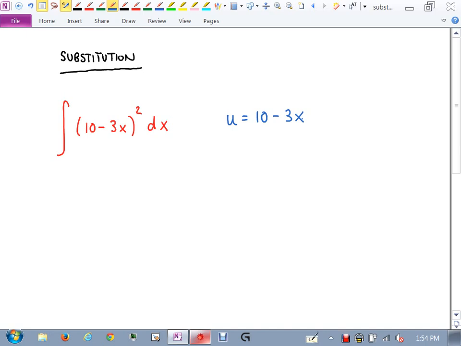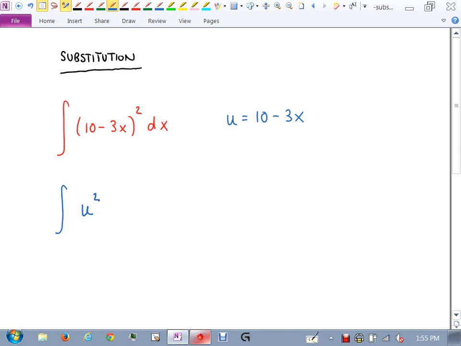Yeah, like college algebra. That's all I'm doing, all right? So let's rewrite this integral. It'll be the integral, which is saying I want the antiderivative of, then it'll be what? This is now going to be a u, so that'll be u squared.